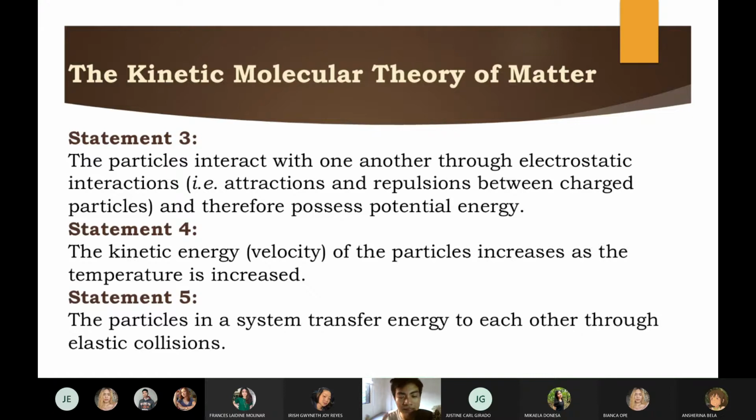Kasi pag malamig na tubig, hindi agad yun, di ba? Hindi agad siya kumakalat sa water. Kasi masyadong mabagal yung particles, kaya nagka-clump sila. However, kapag mainit, mabilis natutunaw yung Milo sa tubig kasi mabilis gumalaw yung particles. No? Mabilis siya mag-spread out. Okay?